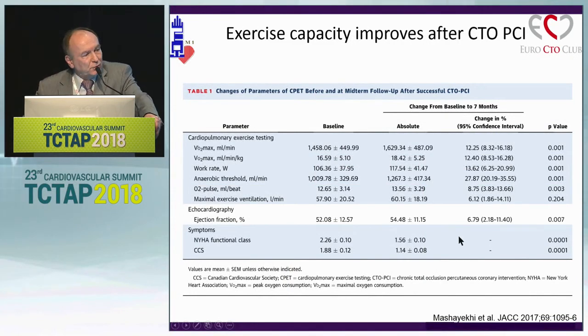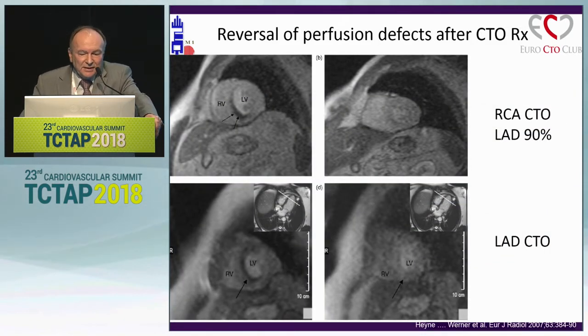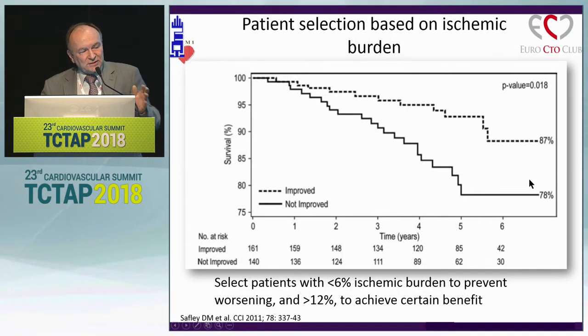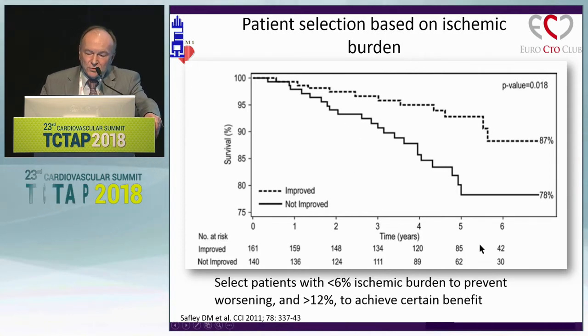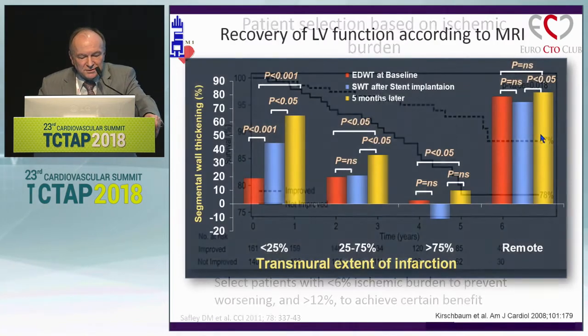In fact, this was also supported by a small study by my friend Kambis, who showed in a larger population an increase of working capacity in all categories that you can test with exercise testing with cardiopulmonary measurements. We can see reversal of perfusion defects by MRI scans and perfect improvement of perfusion. However, not every ischemic burden is the same. So we should look at the study from Barry Rutherford's group, where they clearly discriminated that you should treat patients with a higher than 10 to 12% ischemic burden. Only those will really profit from a CTO revascularization. I think a very important study.